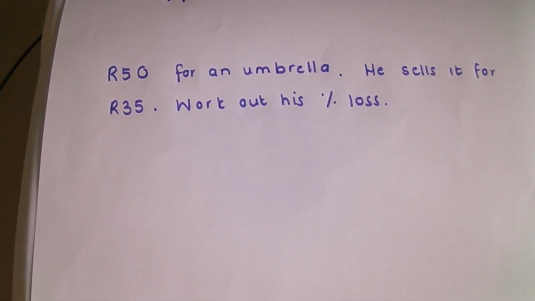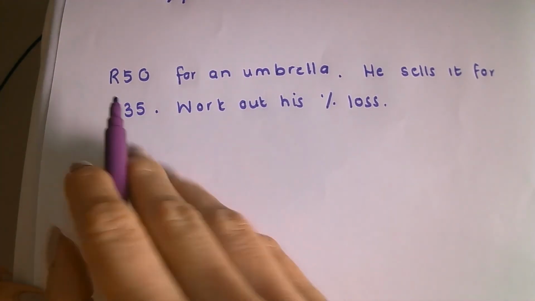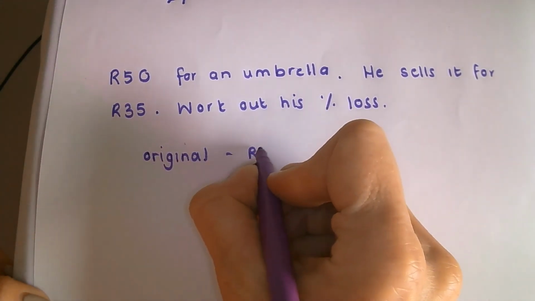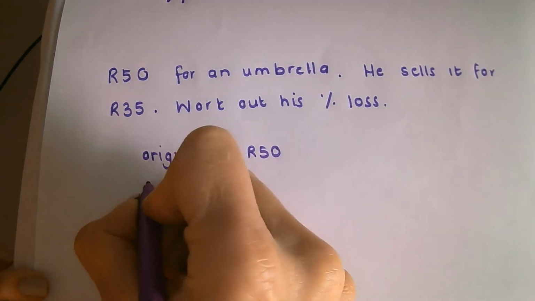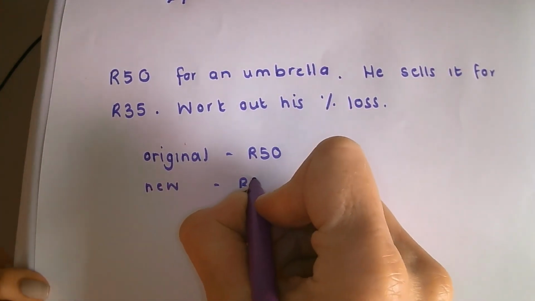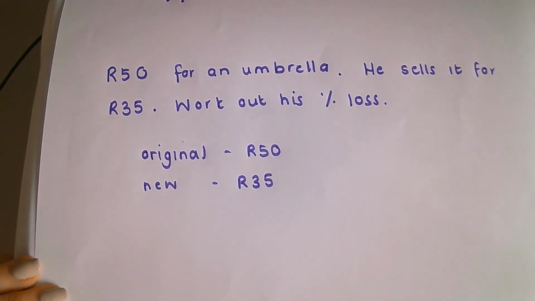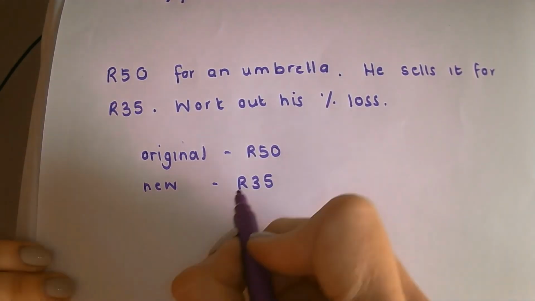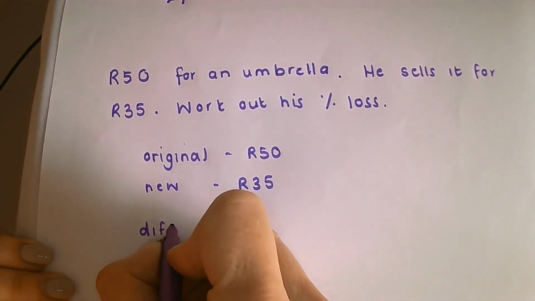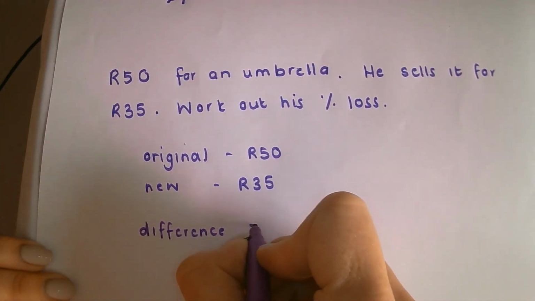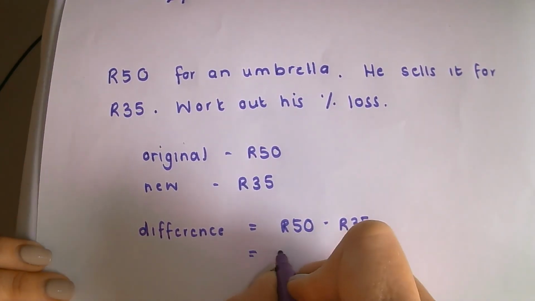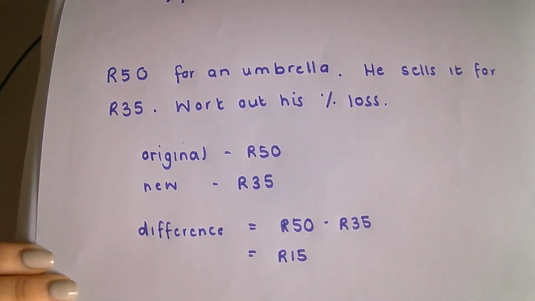So we're going to do exactly the same as we've done with all the others. We know he paid 50 Rand for the first lot, so that is your original price. Your original price is 50 Rand. Shame, poor guy, now has to sell it for 35 Rand. It's probably a dry season, so no one wants to buy an umbrella at this stage. So we've got 50 Rand, 35 Rand. Remember the next step? We need to find the difference. The difference is 50 Rand minus 35 Rand. If you work that out, you'll find it's 15 Rand.